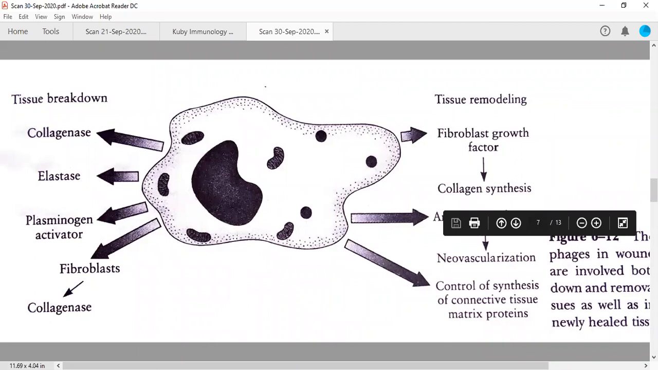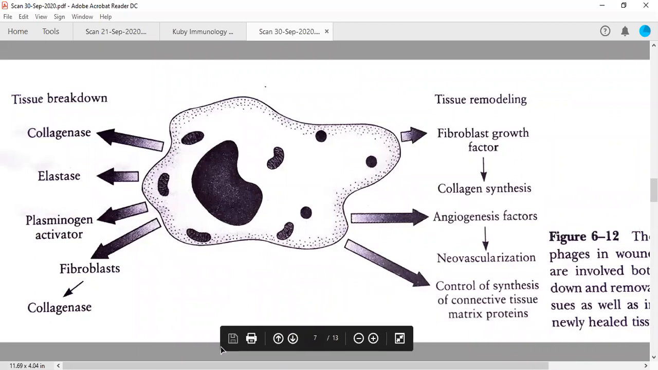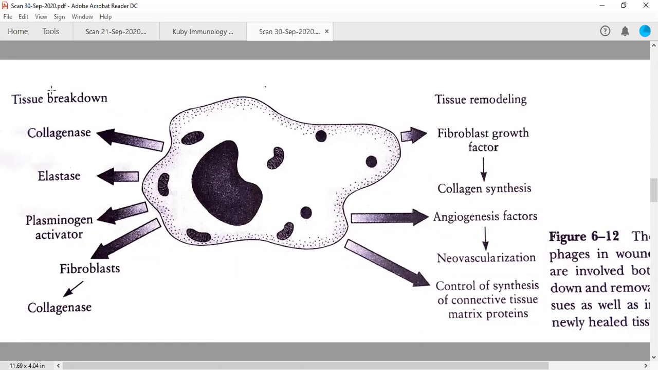Now, if you look into the functions or the roles of macrophages, they have diverse functions. A single macrophage can take part in tissue breakdown. They will remove all the cells from the damaged tissue. They will secrete collagenase, elastase, plasminogen activator. They will activate the fibroblasts, so that fibroblasts will also secrete collagenase enzyme. So this collagenase will actually digest the collagen in the connective tissue. So this is one arm of this.